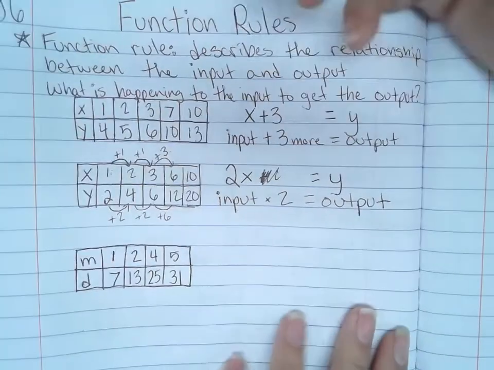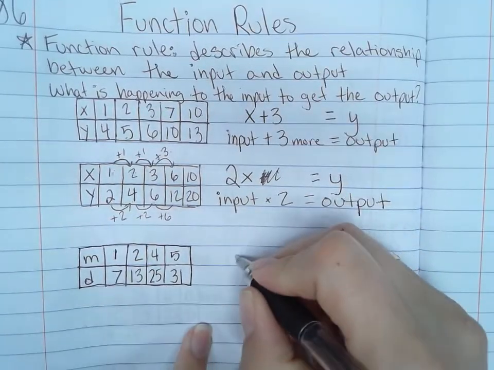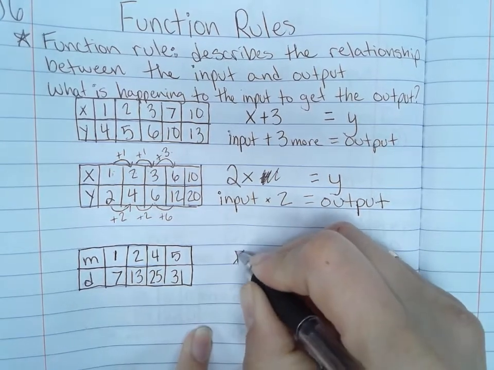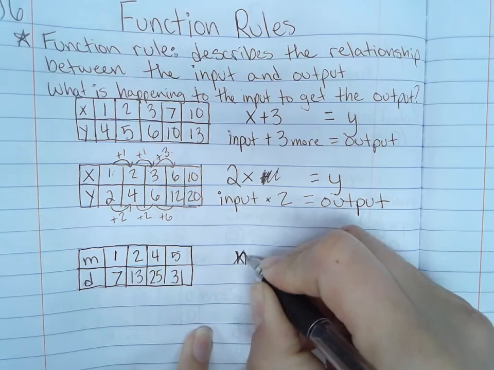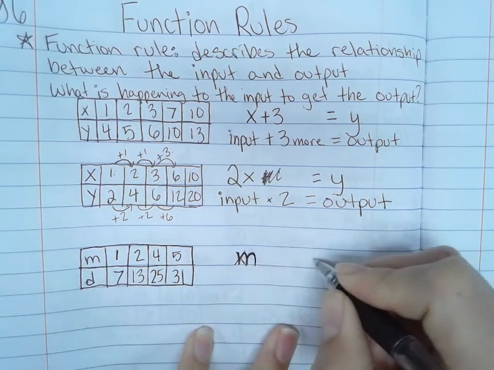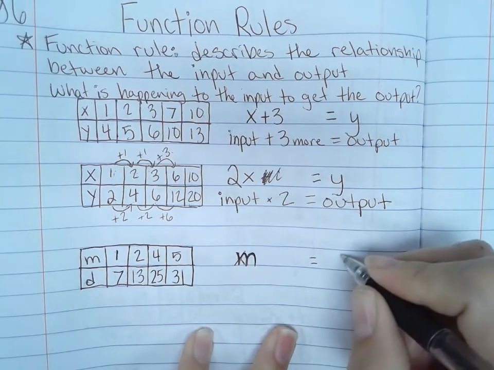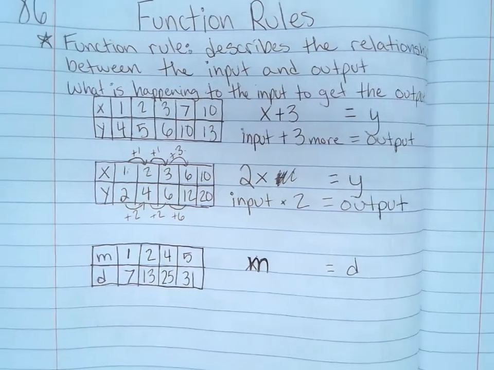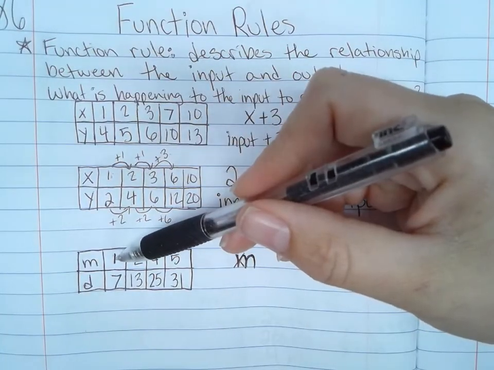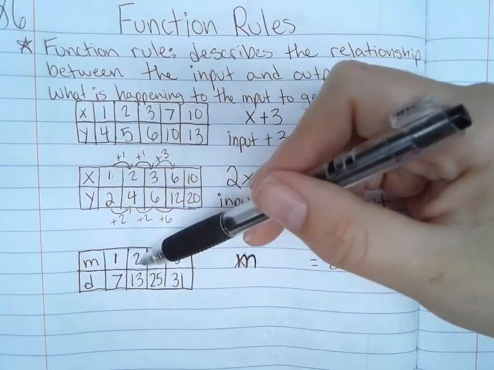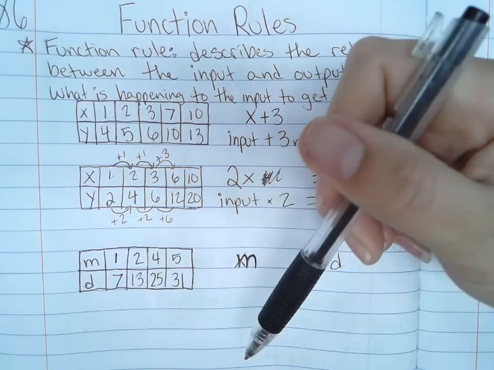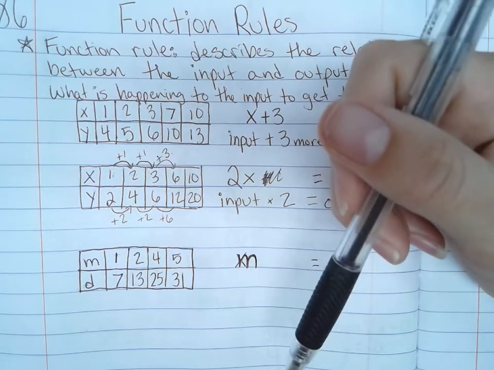Alright, let's see if we can mathematically figure out what's going on here. So, we're going to do something to x. Oh, not x in this case. Sorry, this is going to be m, because my input is m. What am I going to do to m to get d? Okay, first of all, let's check and see if adding 6 works: 1 plus 6 is 7. 2 plus 6 doesn't give me 13. 4 plus 6, no, so just adding isn't going to work.